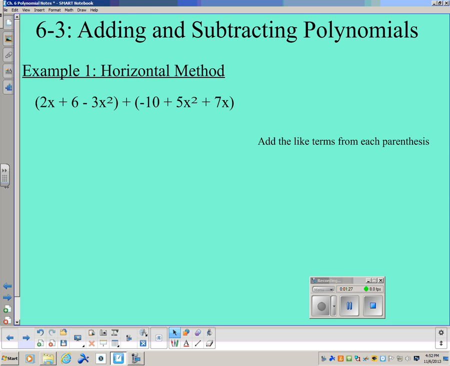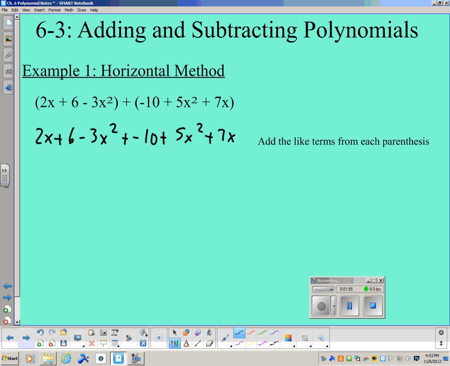So like I said, today we're going to add and subtract polynomials. The first one here, we're going to look at the horizontal method. So what you want to do with addition is just go ahead and add the like terms from each of the parentheses here. So there's no distributing of anything, just combine like terms. So you really don't need these parentheses here with addition. You can simply just rewrite it without them if the parentheses there are confusing you.